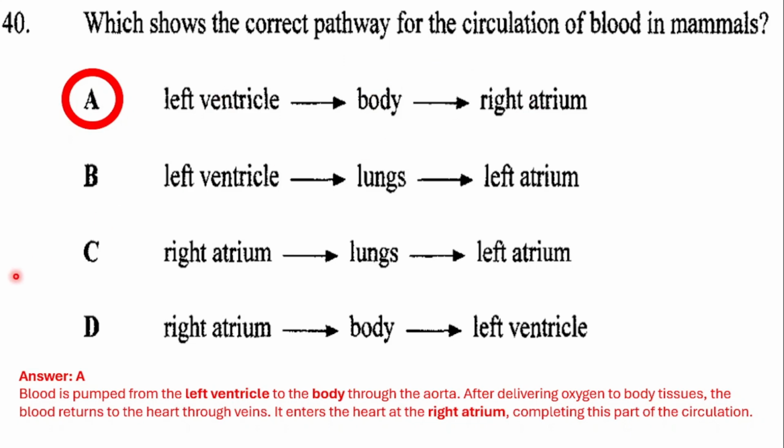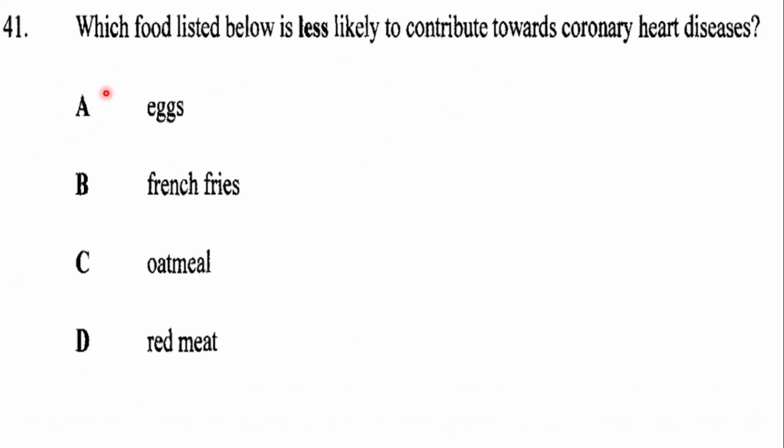Let's move on to question number 41, which says, which food listed below is less likely, keyword less likely, to contribute towards coronary heart diseases? Is it A, eggs, B, French fries, C, oatmeal, or D, red meat?